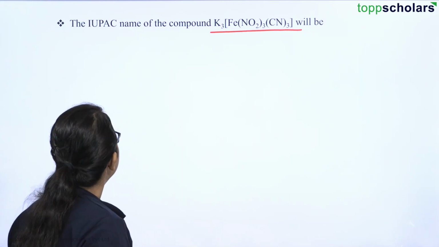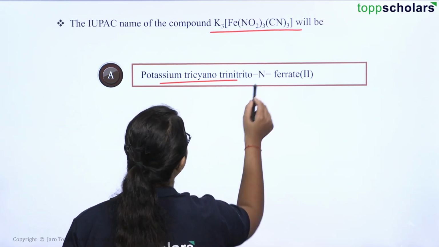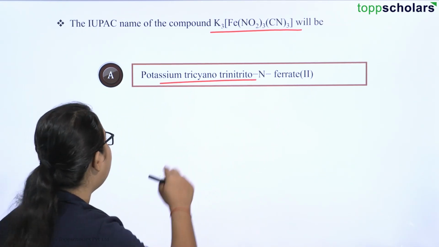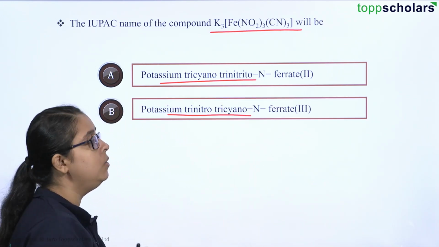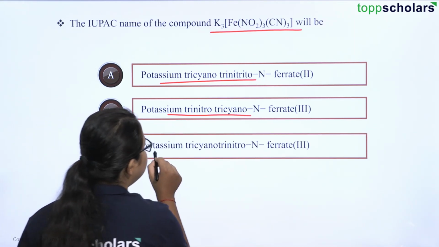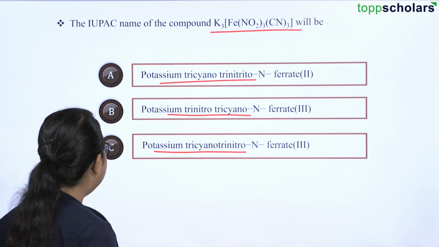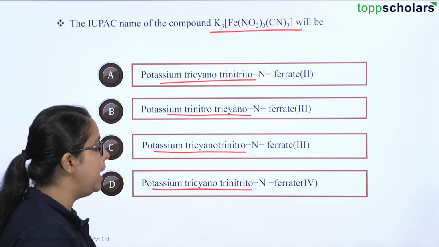Let us have a look on options. We have option A, which says potassium tricyano trinitrito-N ferrate(II). Option B says potassium trinitro tricyano-N ferrate(III). Option C says potassium tricyano trinitro-N ferrate(III), and then last option D is potassium tricyano trinitrito-N ferrate(IV).